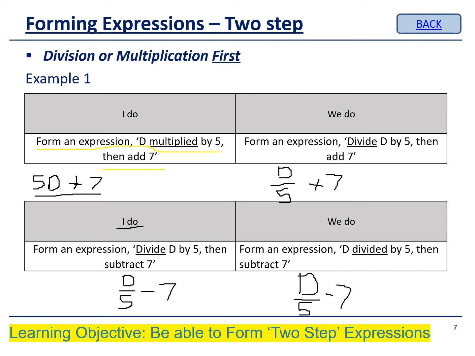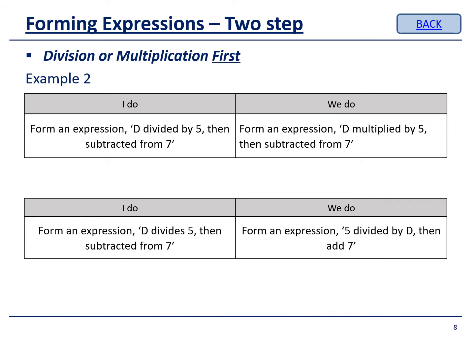Okay, d divided by 5, subtract 7 for the we do. We're now looking straight into these two-step expressions. I'm sure you're grasping it right away. On to another set of I do's and we do's. The first I do, let's see. Reading carefully, d divided by 5, then subtracted from 7. So it's not subtract 7, subtracted from 7.